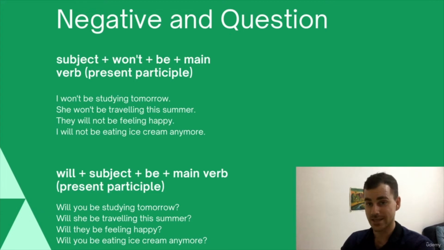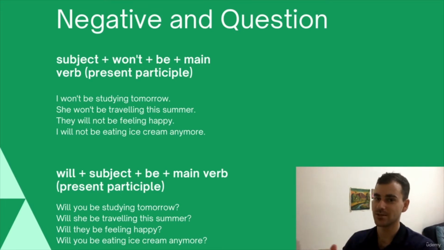For question sentences, we say will plus subject plus be plus the main verb in the present participle. So will you be studying tomorrow? Will she be traveling this summer? Will they be feeling happy? Will you be eating ice cream anymore? So that's how we do questions and negative sentences in the future continuous.